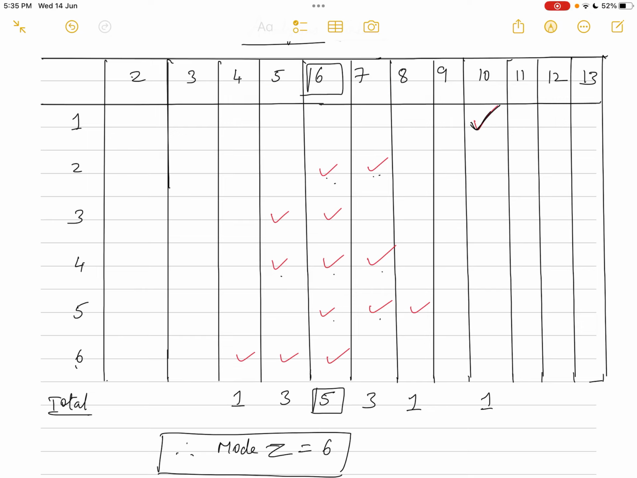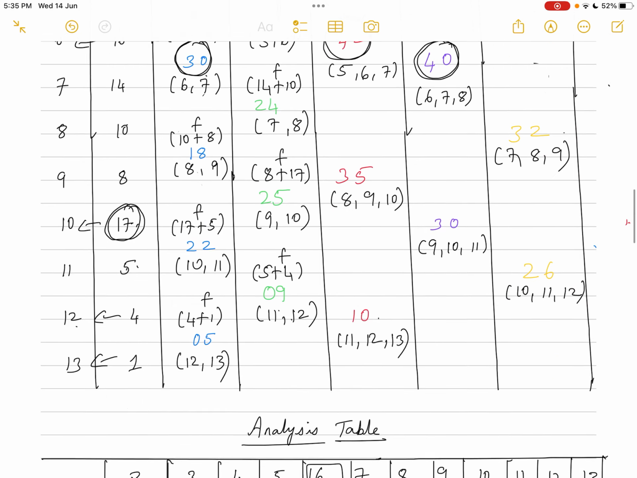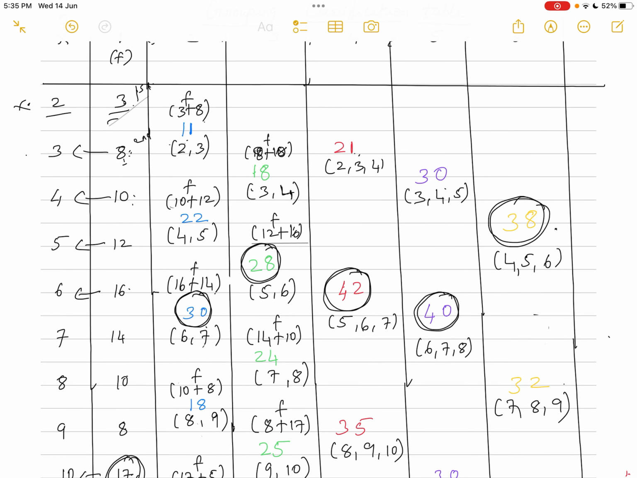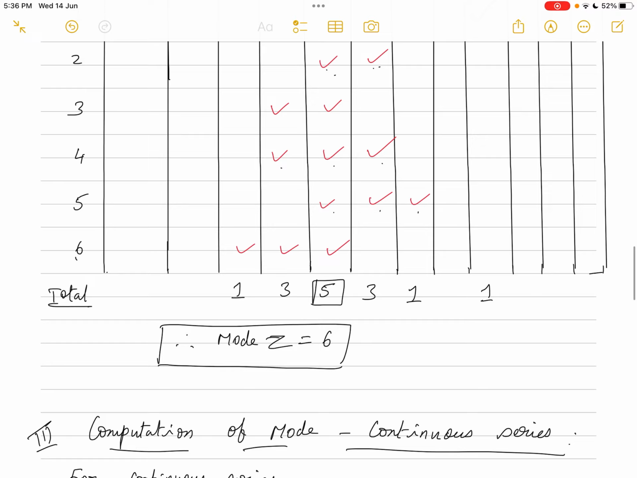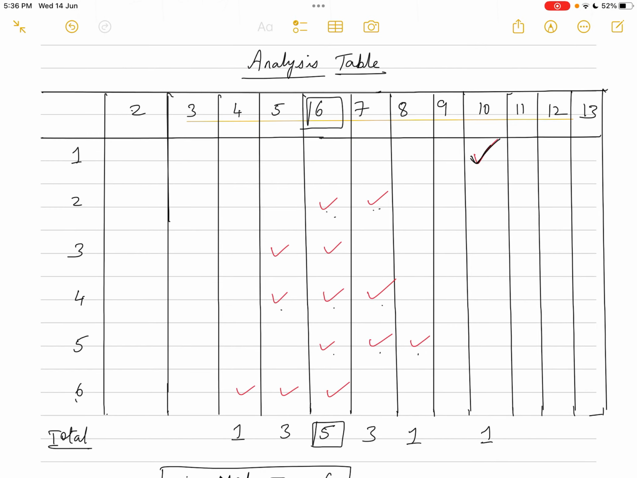Okay. Finally, in column 6, the highest value is 38, which is arrived at 4, 5 and 6. Okay, so you put a tick mark in column 6, 4, 5 and 6. Now you total the number of tick marks.